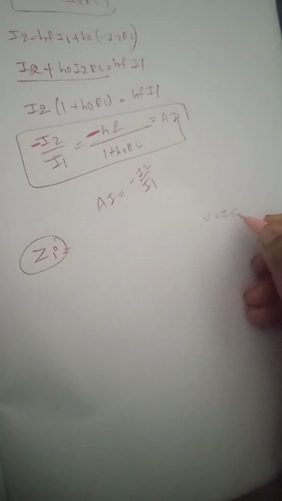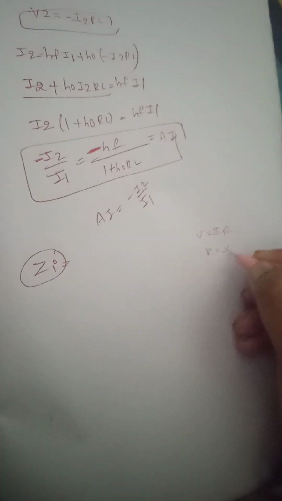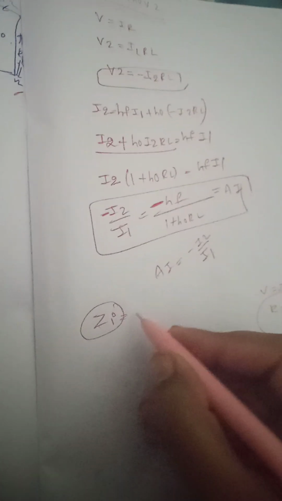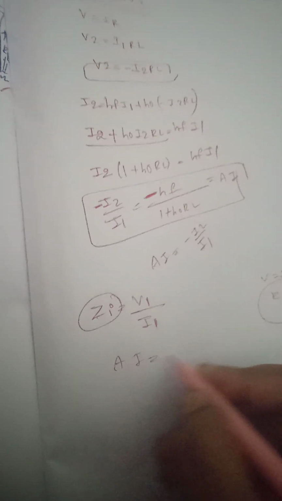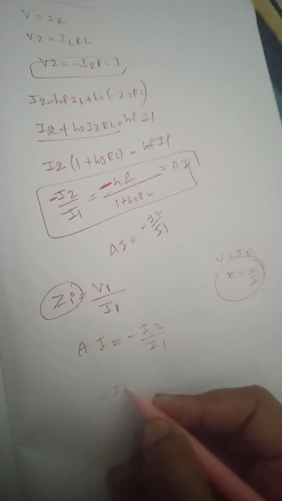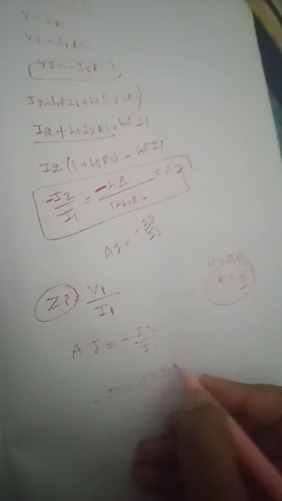Okay, now let us discuss input impedance, which is Zi. Impedance is also known as resistance. So P is equal to IR. From this, R is equal to V by I. So Zi is equal to input voltage by input current. We know that AI is equal to minus I2 by I1. From here, minus I2 is equal to AI I1. We know that V2 is equal to minus I2 RL, right?